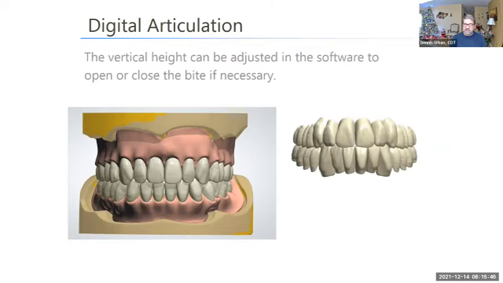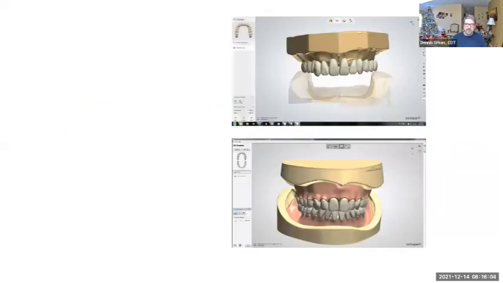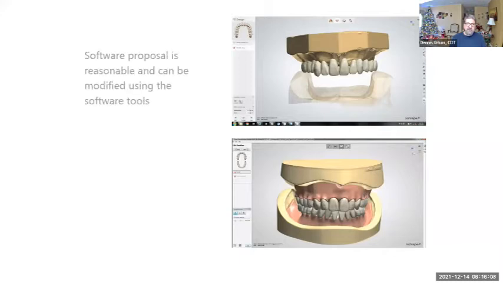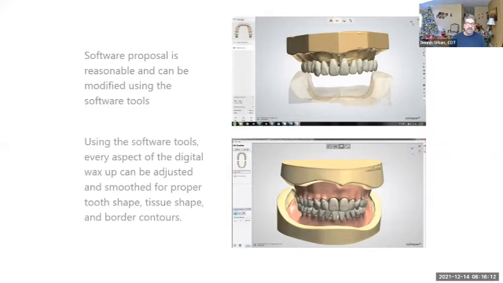And there's that full arch setup that we can do for a full upper and full lower denture. When this full arch setup comes into place, we can adjust the teeth. We can adjust the size of the teeth, the angles. We can do a bold type of setup or a more feminine and softer arrangement. Whatever we need to do, we can do. The software proposal is reasonable and can be modified, and using special software tools, every aspect of the digital wax-up can be adjusted.